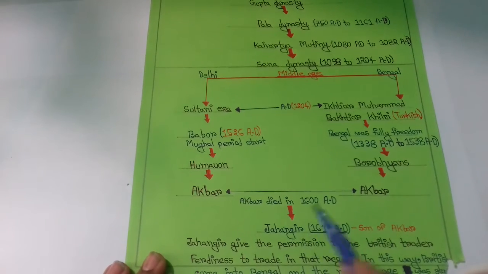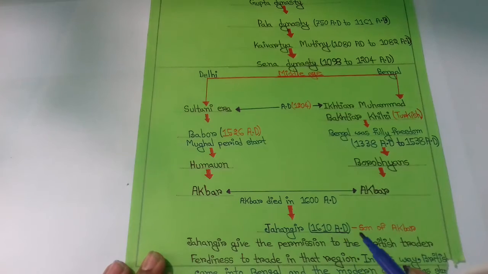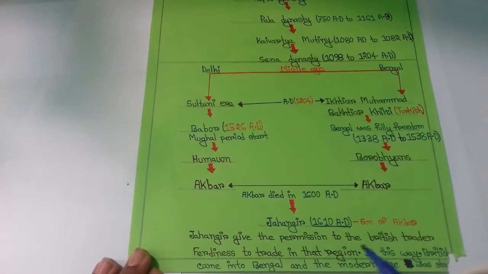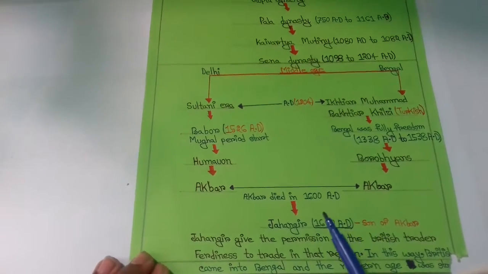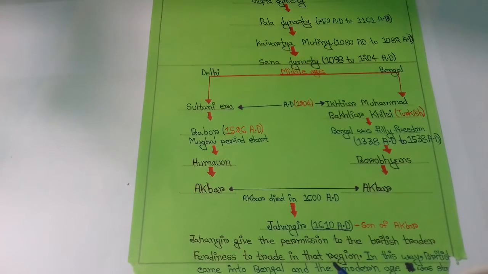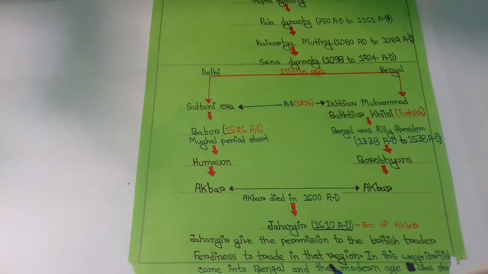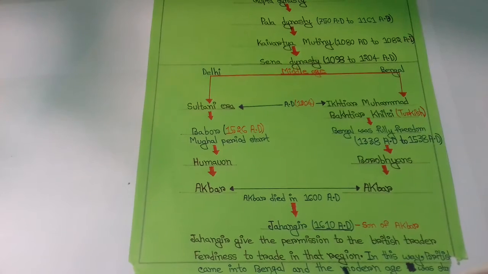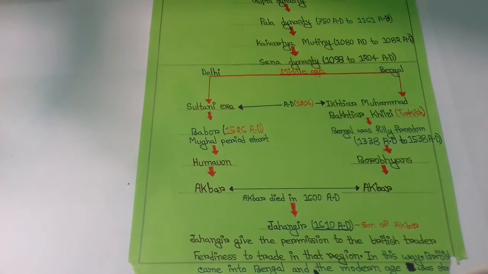After Akbar, his son Jahangir came in 1610 AD. Jahangir is the son of Akbar. Before the death of Akbar, a British trader, Ferdinand, wanted permission to trade in that region, but Akbar did not give permission. After Akbar, Jahangir came and gave the British trader Ferdinand permission to trade in that region.